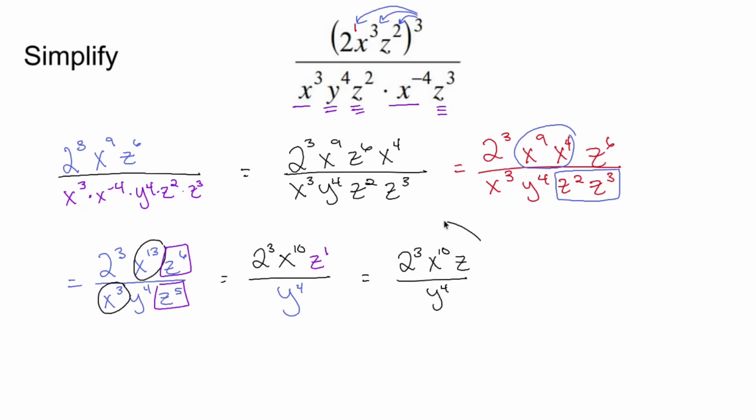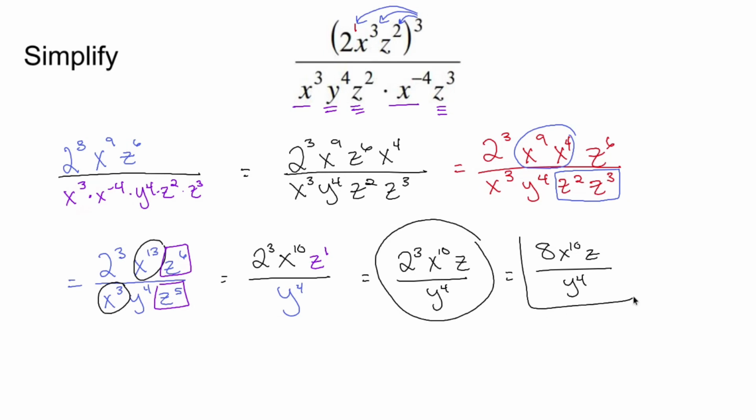Many teachers would be like, that's perfectly fine. But a lot of teachers might be like, 2 to the third, isn't that 2 times 2 times 2? And if your teacher's like that, you would just say, all right, 2 times 2 times 2 is 8. So 8, x to the 10th, z all over y to the 4th. Both of these are the same exact thing. Both of these are acceptable. It all just depends on what you're trying to do and what curriculum you have. But at the end of the day, we end up with those answers, and neither one of those is technically incorrect.